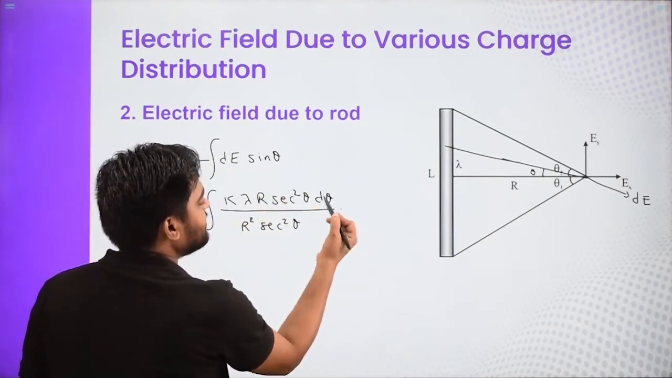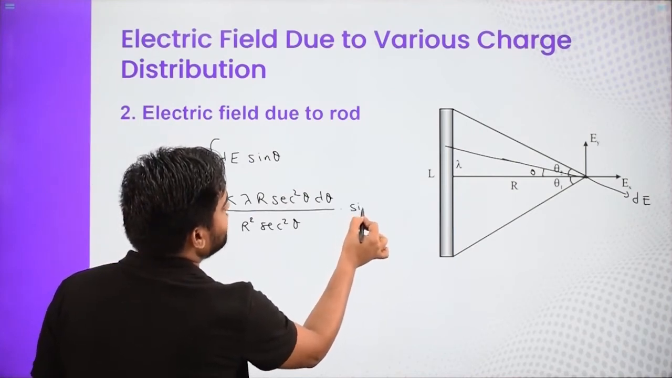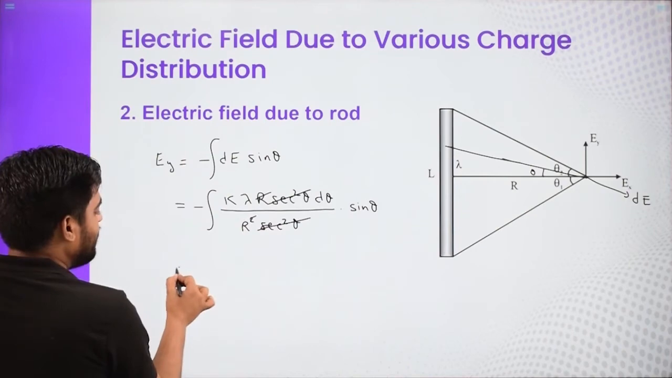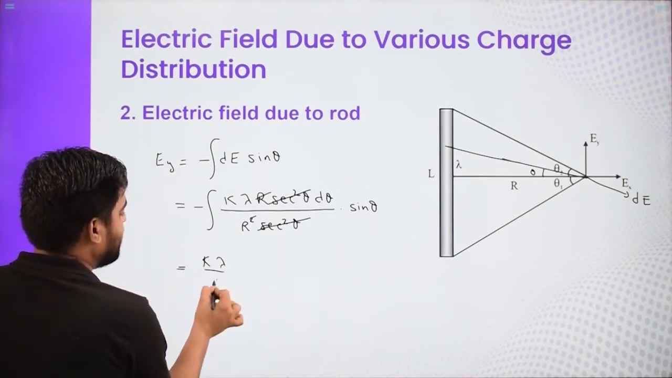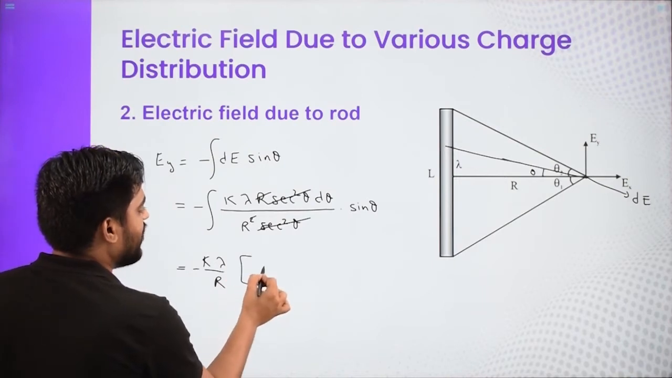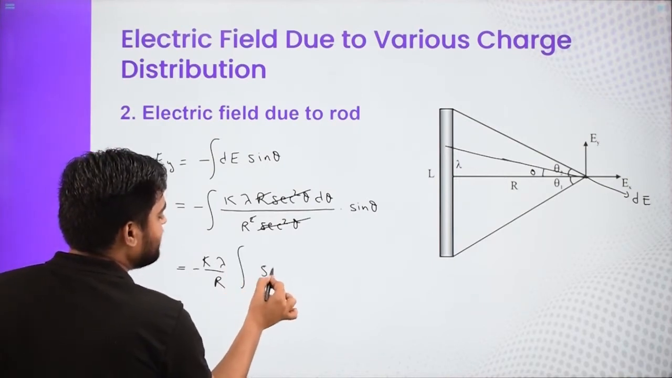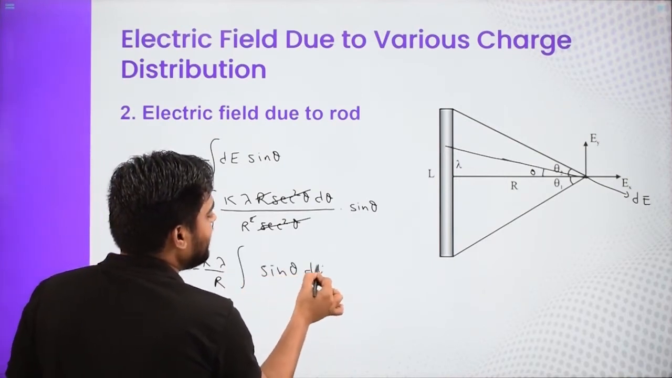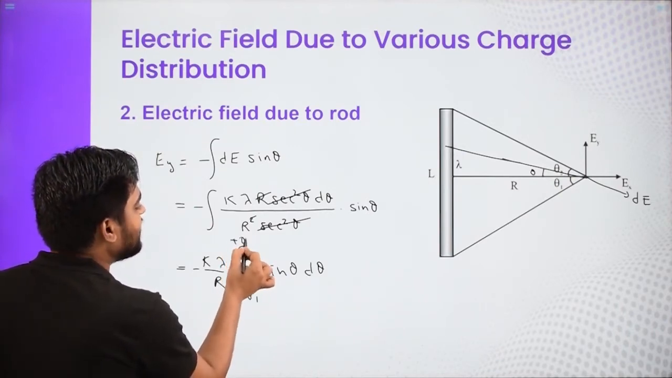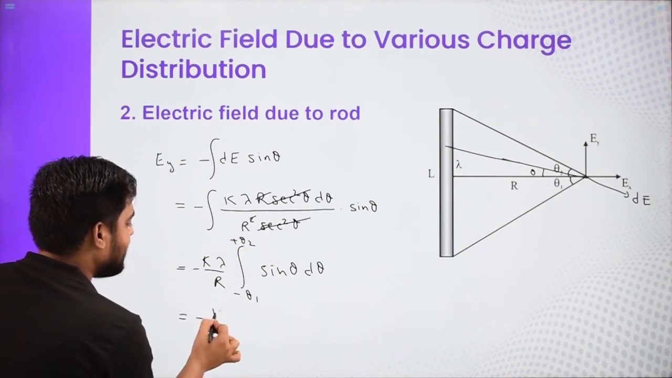and instead of cos theta as last time, we have just sin theta over here. So this sec square theta r will cancel out. We'll be left with k lambda by r. In fact, minus k lambda by r will come out, and it is integration of what? Integration of sin theta d theta, and again the limit is the same. It changes from minus theta 1 to plus theta 2. Minus k lambda by r.